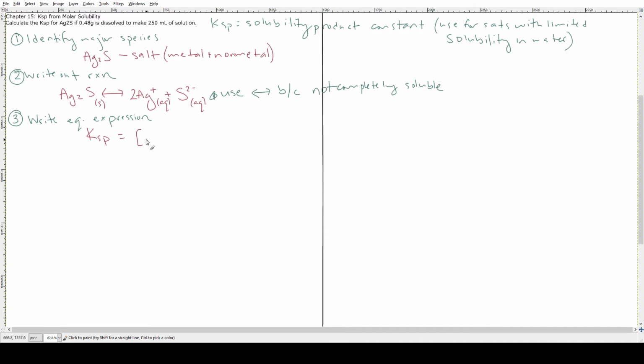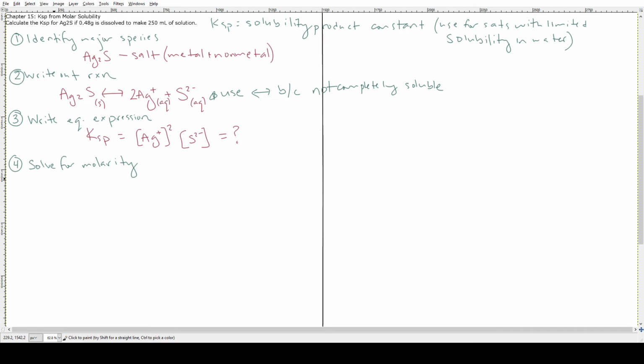We're going to put our silver. Now be careful, we have an exponent. We use those coefficients as exponents. Now, are we going to include the original solid in the denominator? No, we are not. We do not include solids or liquids. And we're going to try to find KSP. In order to do that, we need to know the concentrations of each of our ions. So let's use what they've given us here. Solve for molarity. You could also write this as solve for concentrations, same thing.